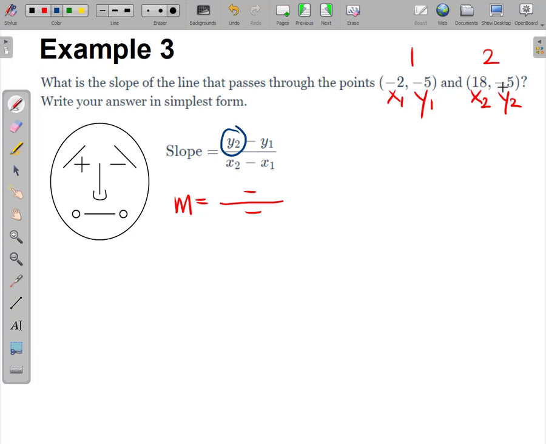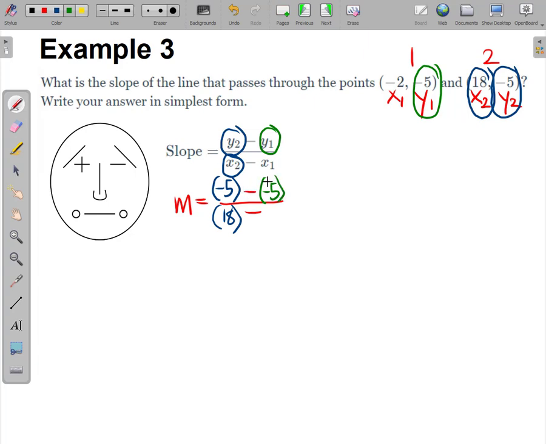Using my blue color, my y sub 1 is -5, so in goes -5. My x sub 2 is 18, so in goes 18. Switching over to colors, -5 is y, so there's my y sub 1 is -5. It looks like we have a negative going on here. We'll deal with that in a moment. My x sub 1 is -2, so in goes -2, so it looks like you have a negative top and bottom.